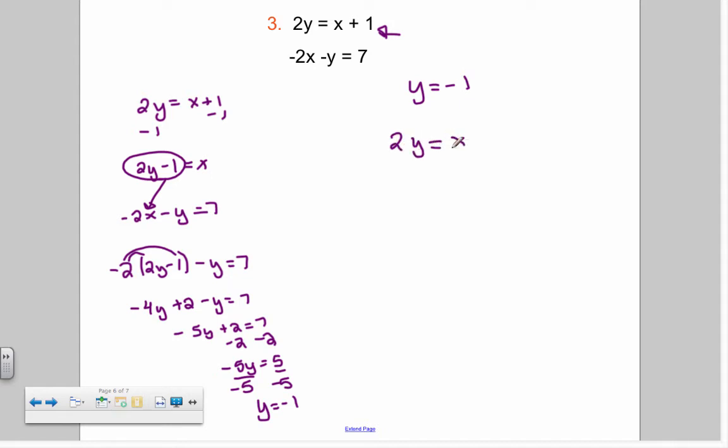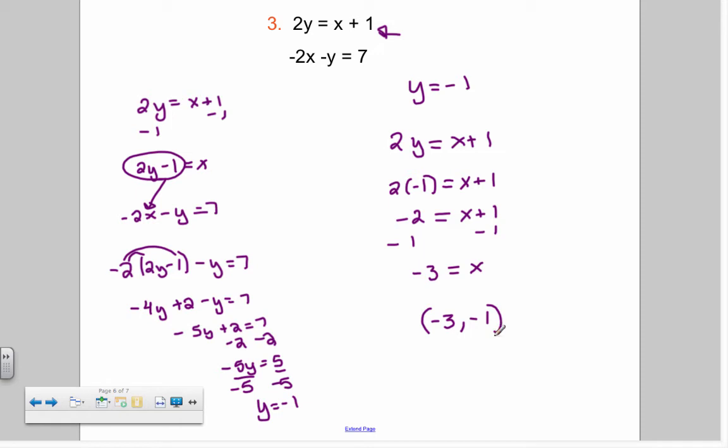2y equals x plus 1. And I have 2 times -1 equals x plus 1. 2 times -1 is -2. And then I subtract 1 from each side. So I have -3 equals x. Okay. Then I would write down my ordered pair, x, comma, y. So my solution for this system is -3, -1.